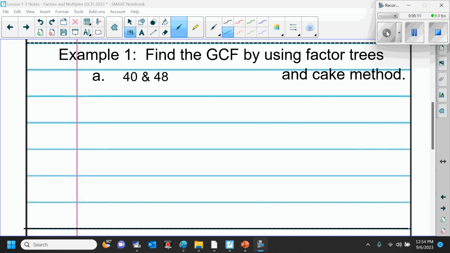All right, so for example 1, we're going to find the greatest common factor by using factor trees and the cake method. We're going to do 2 different methods for finding the greatest common factor. All right, let's start with our factor trees. Just like in the video, we're going to start with 40 and 48. And we want to break these down until we can't break them down into any more prime numbers, okay?